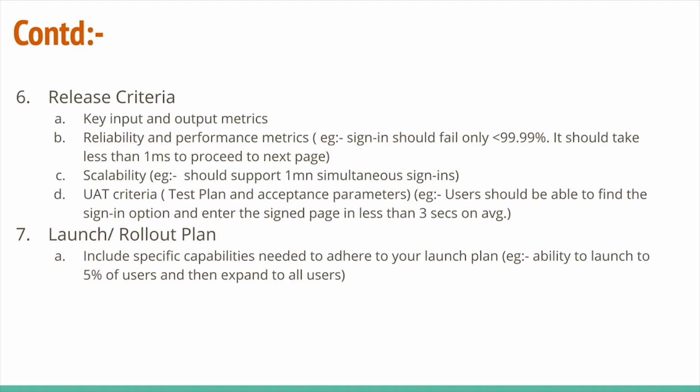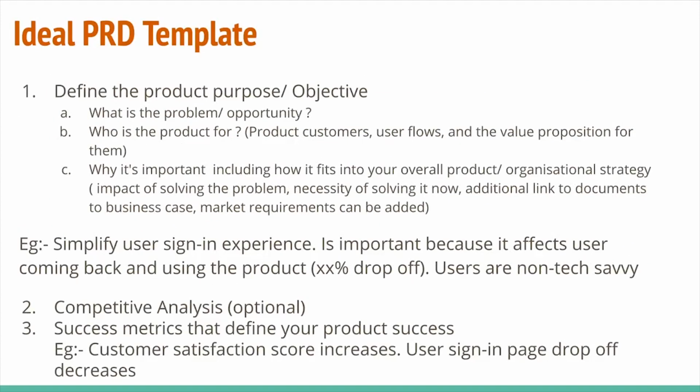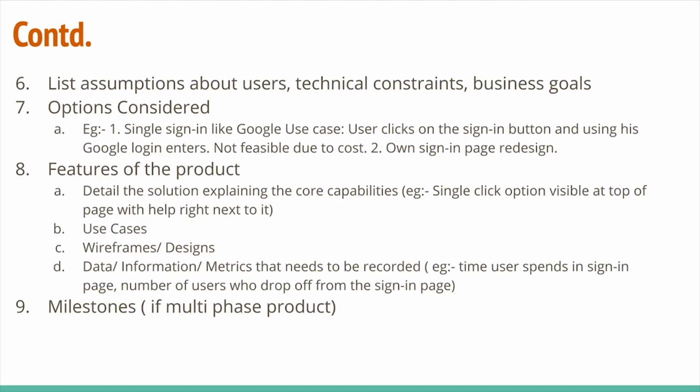So to recap quickly, you talk about the why of the product, the problem statement and the objective. If needed, you will talk about the competitor analysis. All right, let me go back quickly. You talk about the success metrics. You will talk about all the assumptions that you have made about your users, any specific technical constraints that exist, and specific assumptions that you have made about your business goals.